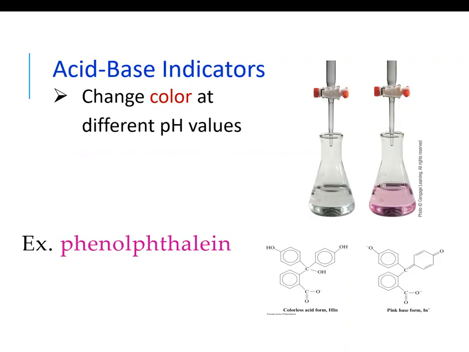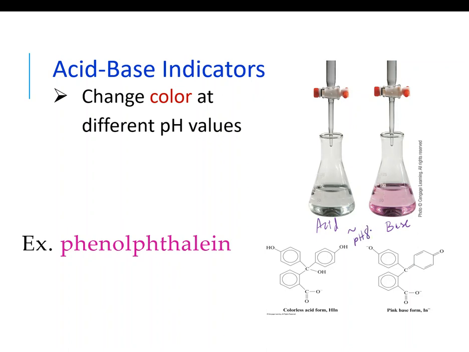So color changes color at different pHs. Let's talk about a few of them. A main one that we use all the time is called phenolphthalein. It's pink when it's a base, and when it's an acid, it's clear. It's a simple either-or, and it changes around a pH of 8. So it's just a little bit past that 7.